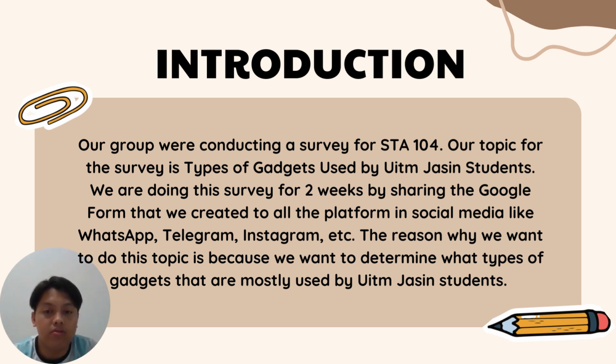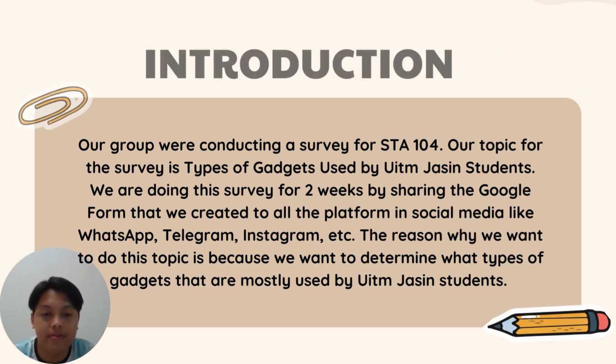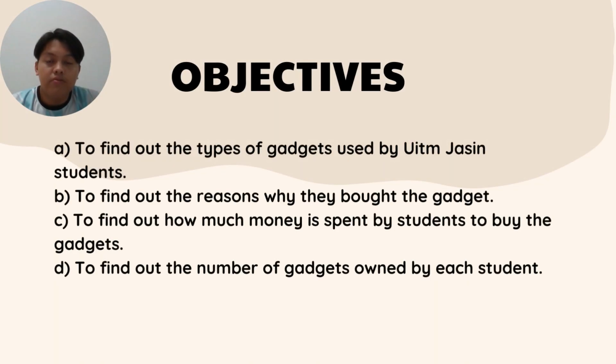The reason why we want to do this topic is because we want to know what types of gadgets are mostly used or most common among UiTM JSN students. So the objectives of the survey are to find out the types of gadgets used by UiTM JSN students, to find out the reasons why they bought the gadget, to find out how much money is spent by students to buy the gadgets, and the last one is to find out the number of gadgets owned by each student.